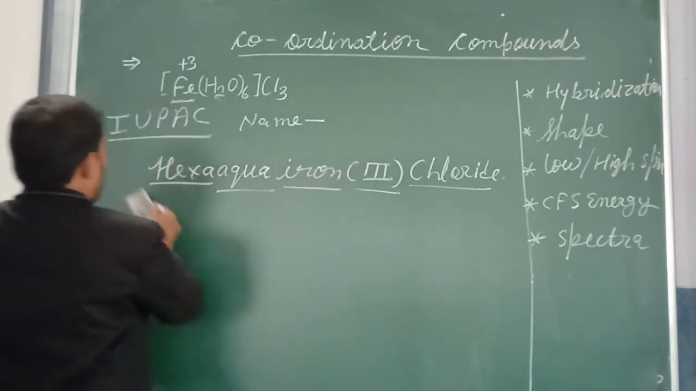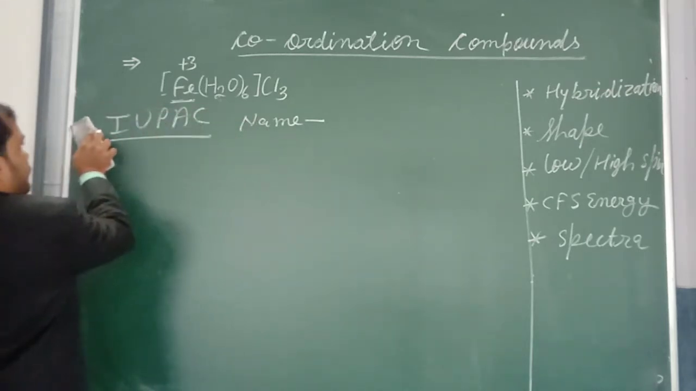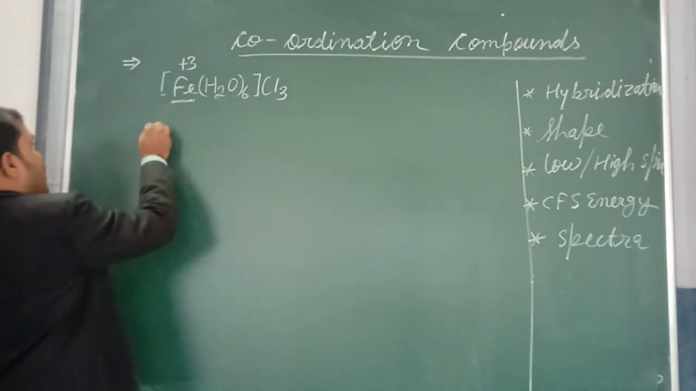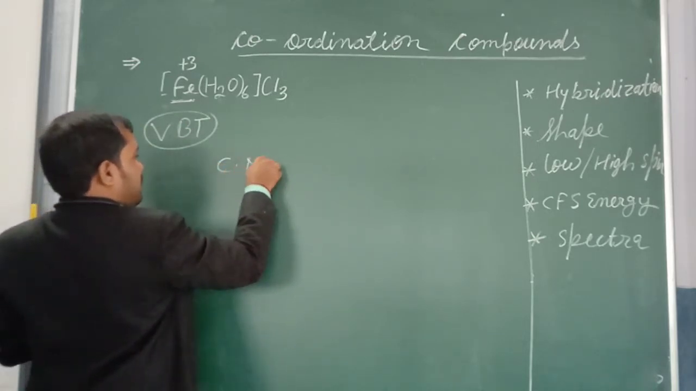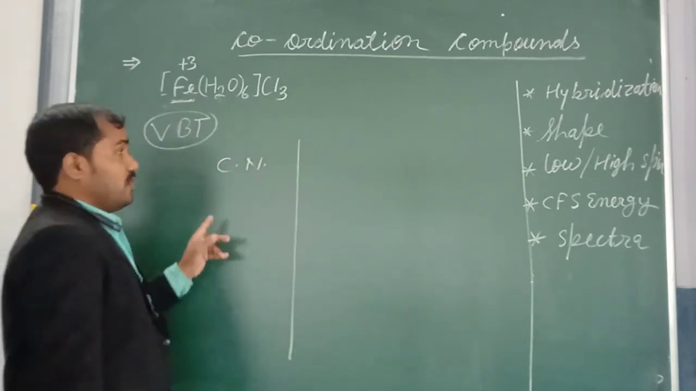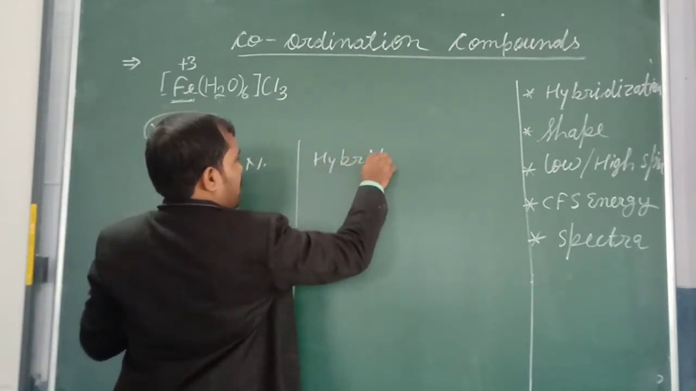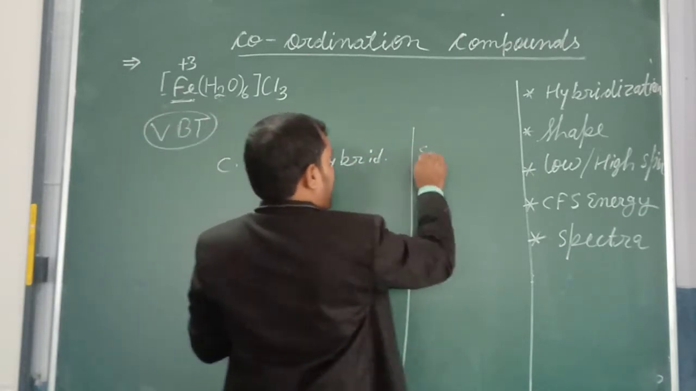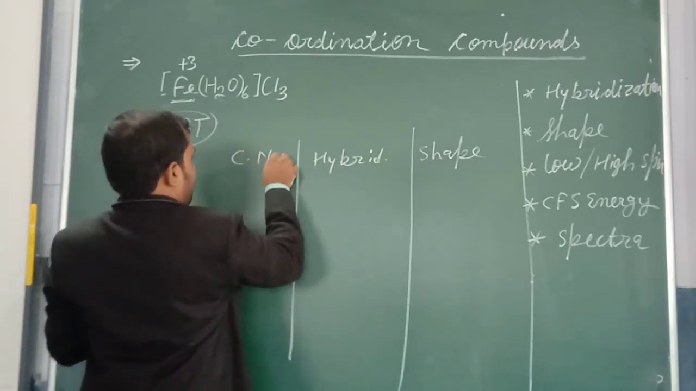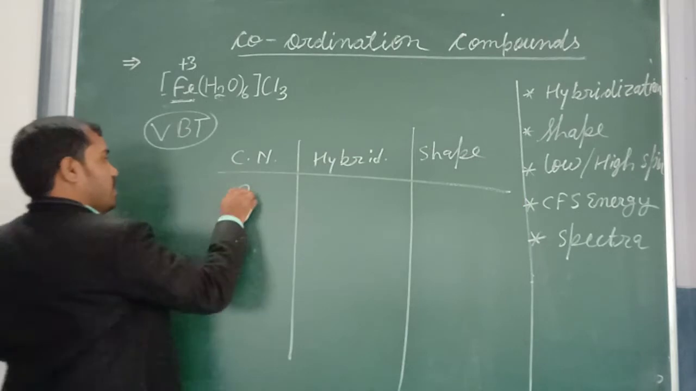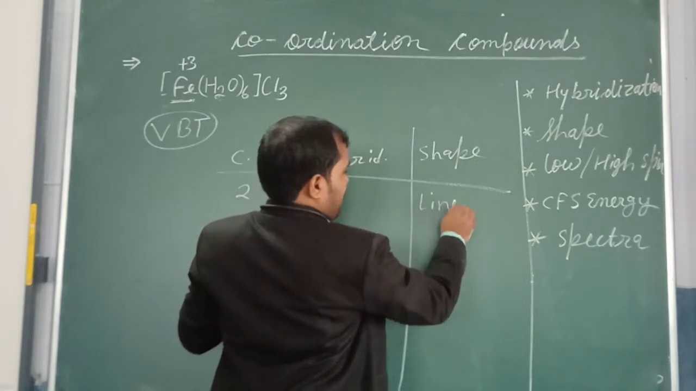Now what is the shape? For the shape, wait. According to Valence Bond Theory, coordination number, then hybridization, then shape. Okay, my dear? If the coordination number is 2, then the hybridization is sp and the shape is linear.